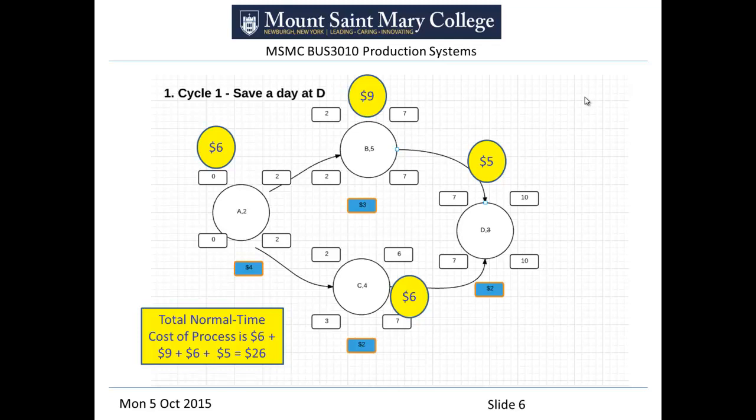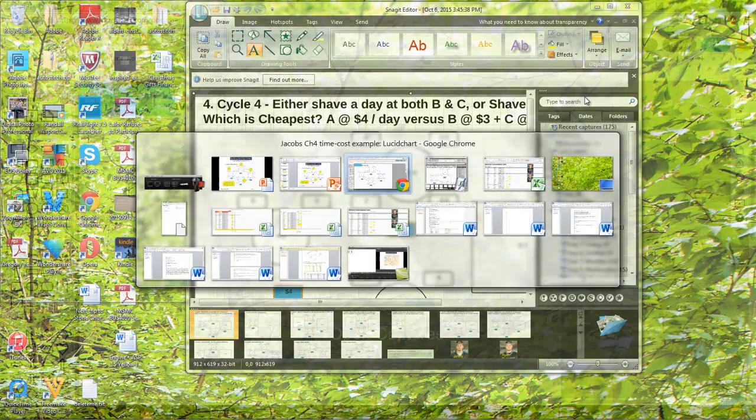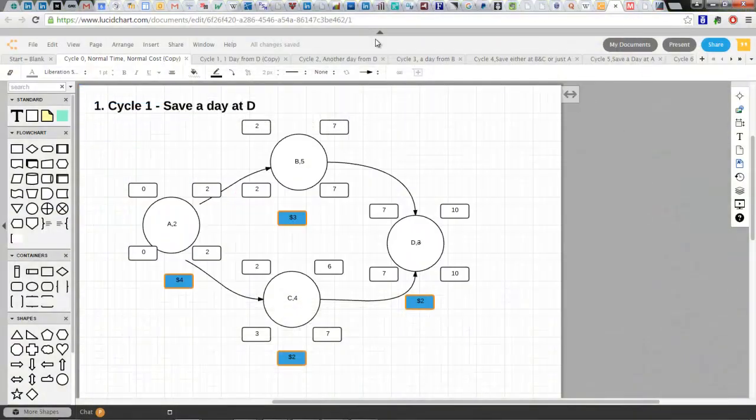Okay, I'm going to go back over to our Lucid chart. This is where all the original drawings are from, but I'd overlaid some information in PowerPoint about those costs. What I did was annotate the network diagram with how many dollars per day it costs to speed up the process for each of these activities. So it's $4 for A, 3 for B, 2 for C, and 2 for D.